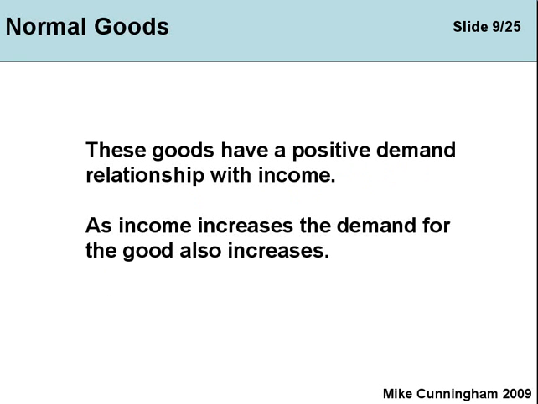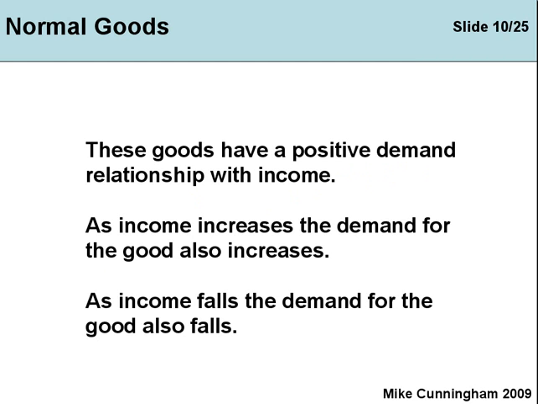Let's start with normal goods. These goods have a positive demand relationship with income. So as income increases, the demand for the good also increases. Anytime that happens, that's a normal good. That's what I meant earlier. It's nothing to do with the physical attributes of the good. It simply means that as incomes rise, more is demanded, or as incomes fall, less is demanded. So that's our relationship with normal goods.